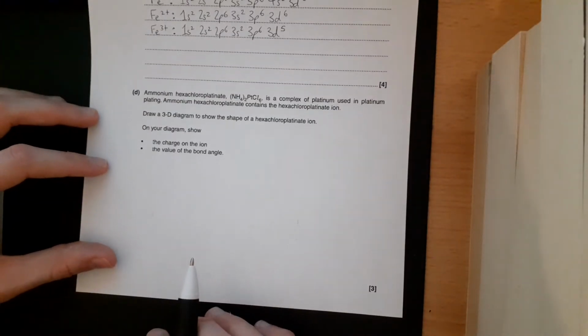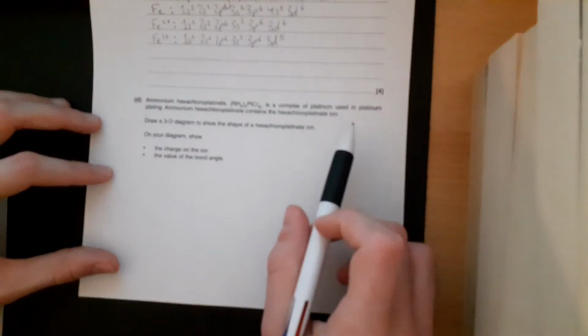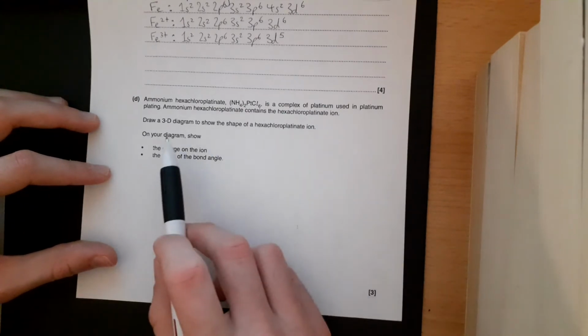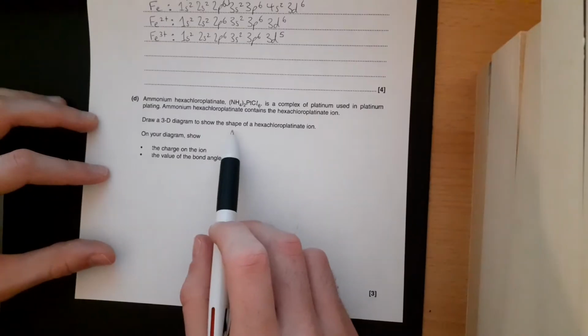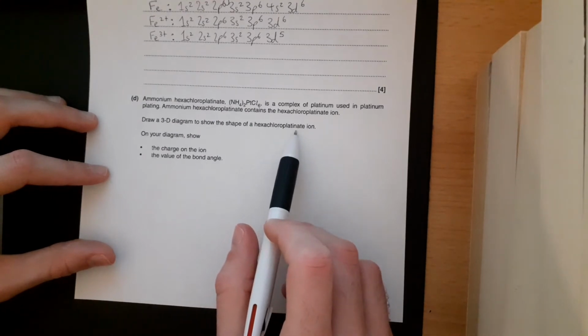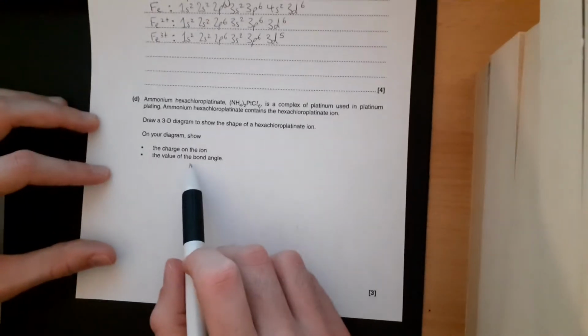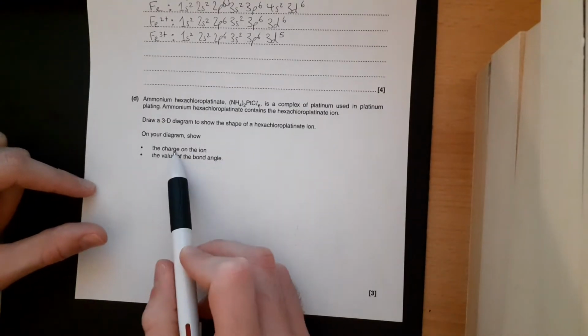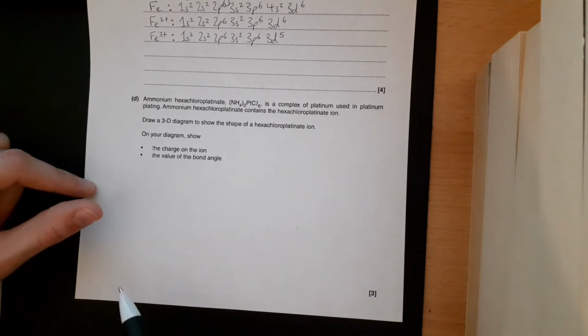Okay, moving on. We have this ammonium hexachloroplatinate, a complex of platinum used in platinum plating. It contains the hexachloroplatinate ion. Draw a 3D diagram to show the shape of a hexachloroplatinate ion. Show the charge and the value of the bond angle. Again, this is a nice question. 3 marks, we know exactly what we're going to do. We show the shape, the charge, and the bond angle. That's where we're going to get 3 marks from.